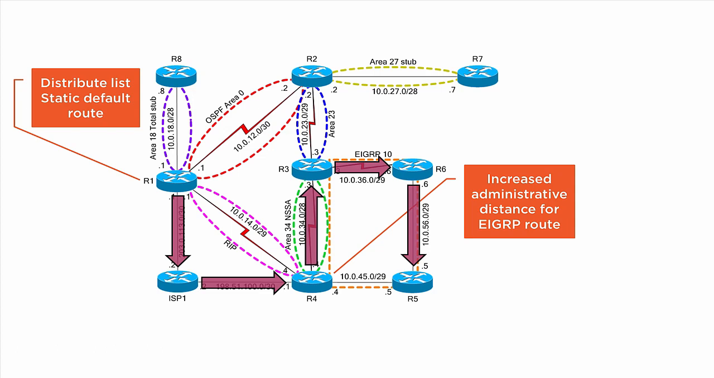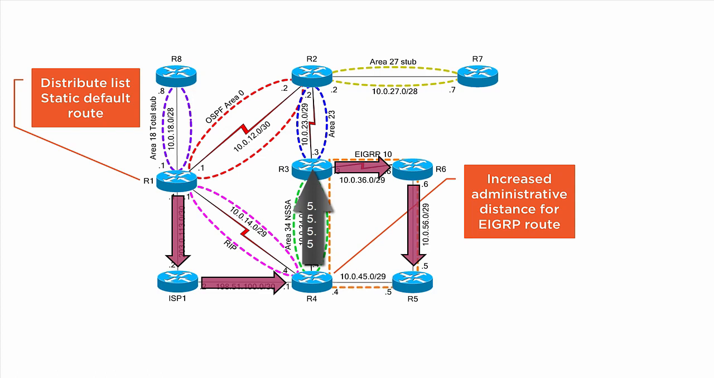R4 was learning the prefix from R5 via EIGRP, but not via OSPF. Since R4 was redistributing the prefix into OSPF, thus creating a Type 7 LSA, R3 did not redistribute a Type 7 LSA into Area 34, that NSSA area. Because R4 was still learning the prefix from EIGRP with a lower administrative distance, it was still preferring that path directly to R5. So next, we modified the administrative distance for the 5555 EIGRP route to be 111, which is greater than OSPF's administrative distance of 110.